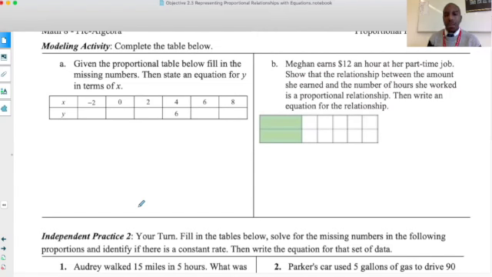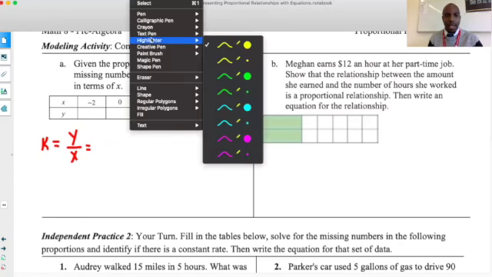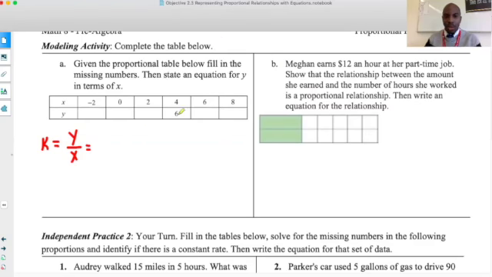Given the proportional table below, let's fill in the missing numbers. And then let's state an equation for y in terms of x. The first thing I would recommend you do is identify k. Remember, k is y divided by x. Identify what your k is. So in this case, I'm going to use the only information they gave me. And remember when we did this last time on the tables, I said, okay, first figure out what you know. And what we know here is we know that x is 4, y is 6. It's the only data here that's fully filled in. So I'm going to find my constant by saying, okay, 6 divided by 4.